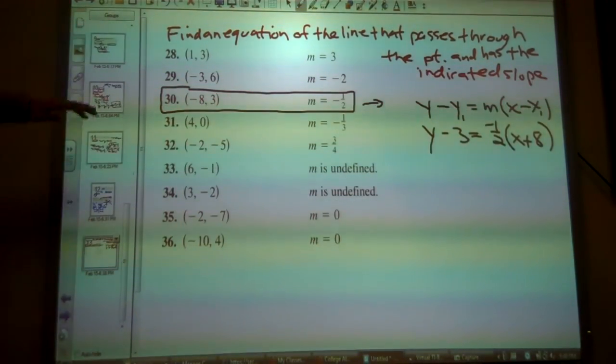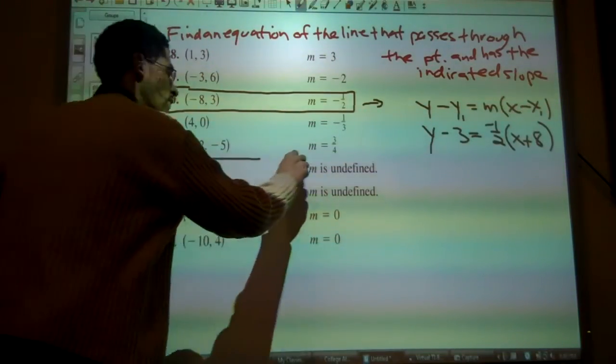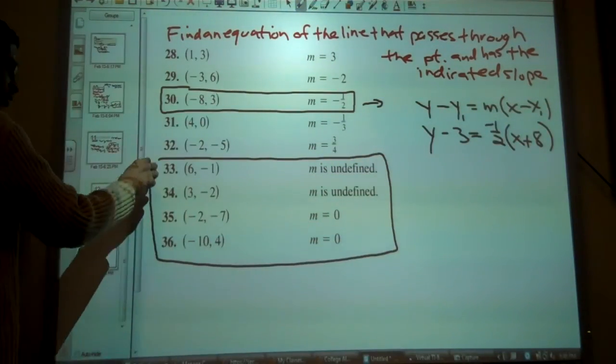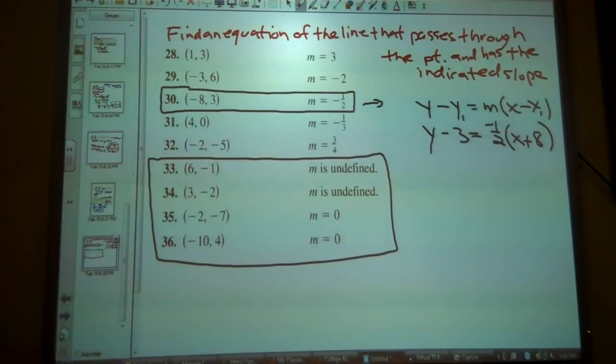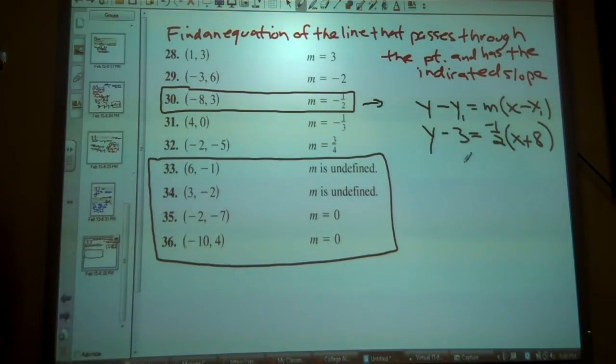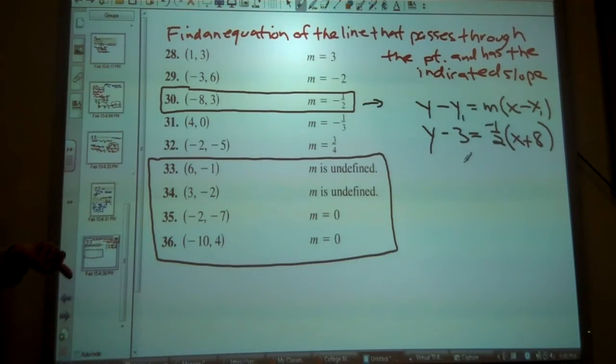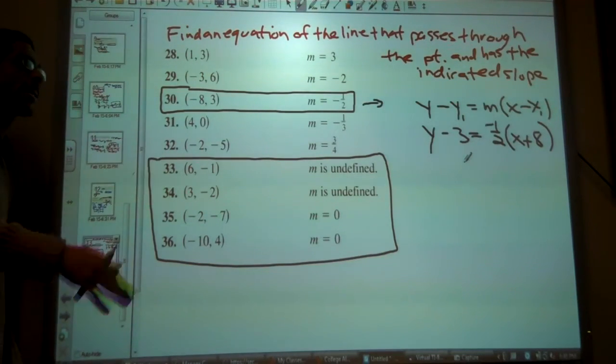And that's all fine and dandy until you get to these. That'll work great, 28 through 32. When you get to 33 or 34, that's not going to work. Well, I guess it could work for 33, 35, and 36. Remember though, we already know what's going to happen with these kind of lines. One is going to be x equals a constant, the other is going to be y equals a constant.